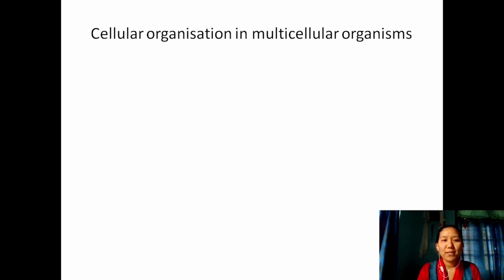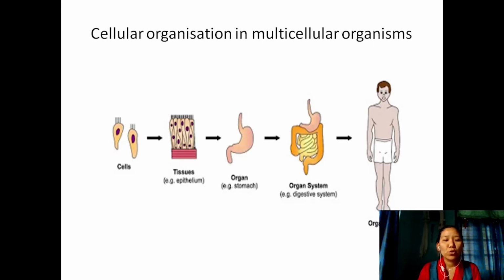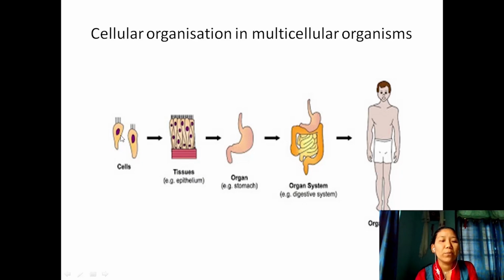So this we can study under levels of organization in an organism. Here is an individual cell. Now a number of similar cells, when they work together to perform a particular function, form a tissue. And a number of different tissues, when they work together to perform a common function, form an organ. Here, this is a stomach.